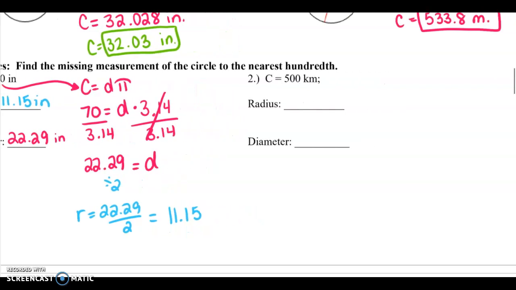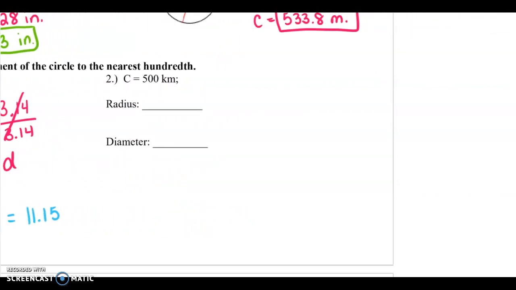Another way that you can do it that some kids like to do, I know my Math 7ers like to do this, is they actually just took the circumference. They first just divided that number by 3.14.